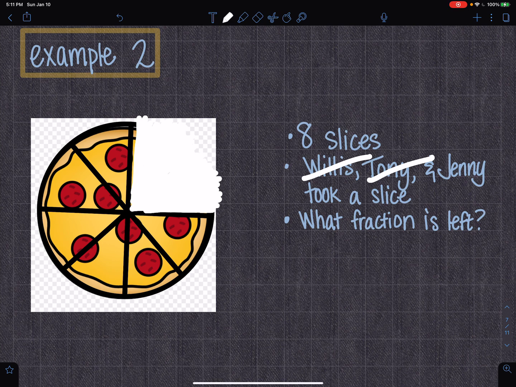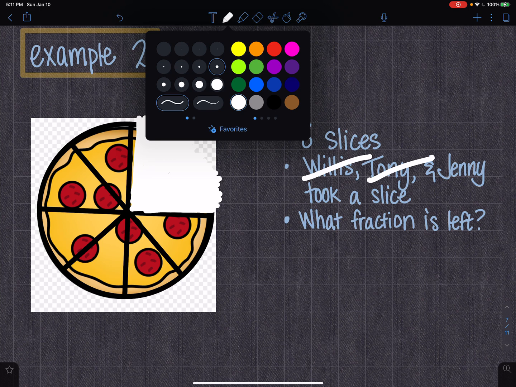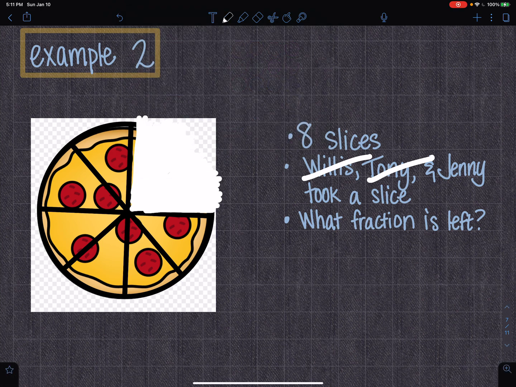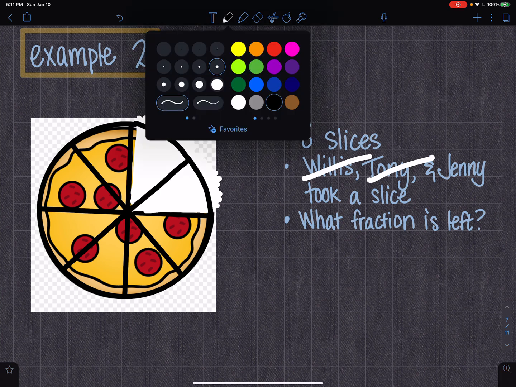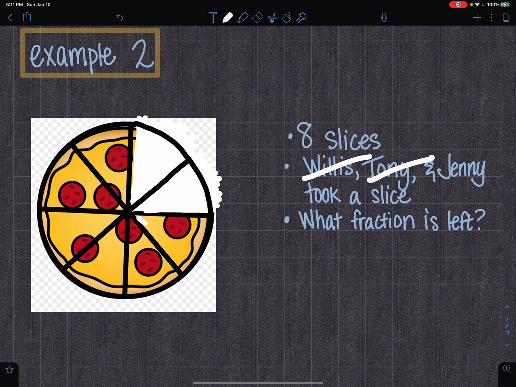And then Jenny takes a slice. You know what I should do, though, is I should keep this so that it's easier to see how many slices are gone. Okay, I'll do that. And now Jenny's going to take a slice. So I'm going to take this slice. And this slice, I'm going to eat it. It's delicious. Ooh, that's delicious.